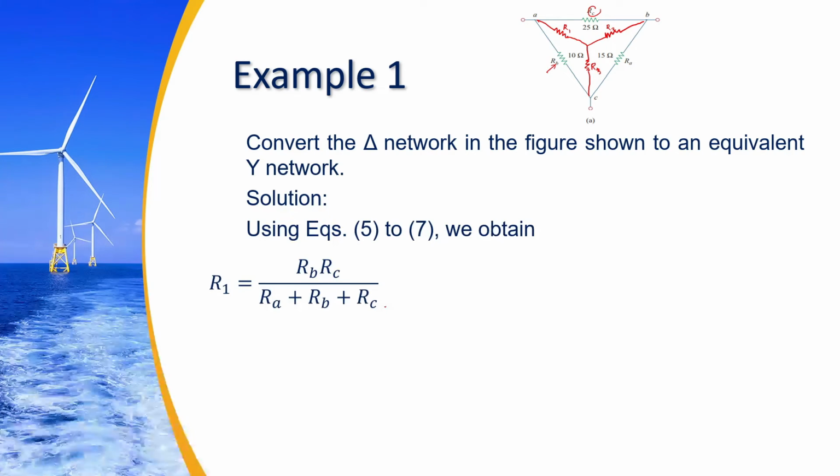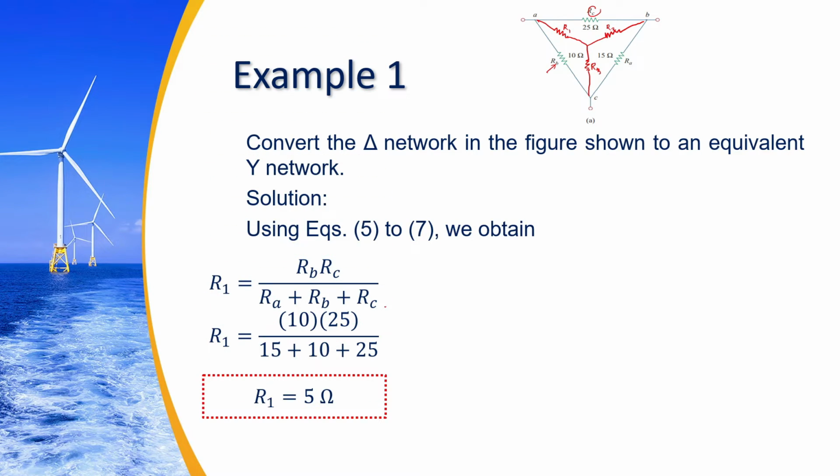Okay? Kapag sinubstitute natin lahat ng values ng RB, RC, at ng RA, ito yung kalalabasan natin sa R1. Magiging 10 times 25 divided by 15 plus 10 plus 25. Kapag kinalculate natin yan, makakuha tayo ng R1 na 5 ohm. Okay?